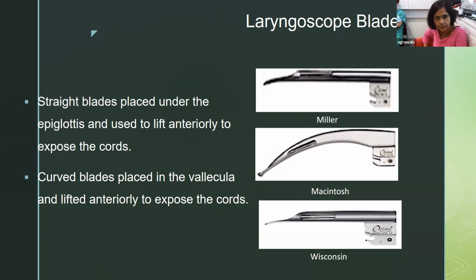The straight blades are placed under the epiglottis and used to lift anteriorly to expose the cords, while the curved blades are placed in the vallecula, just before the epiglottis, to slowly pull the epiglottis away from the vocal cords. The commonest ones we have are the Miller and the Mac blades.